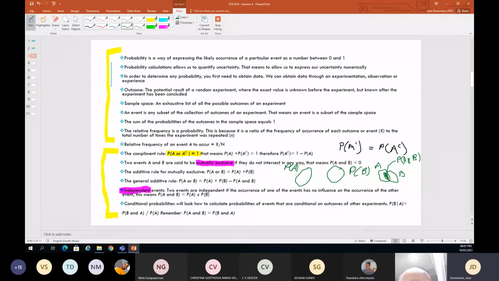We will show something of that for you as well. I think the two important ones that you need to remember are mutually exclusive and independent. And we'll get to a few of those now as well.